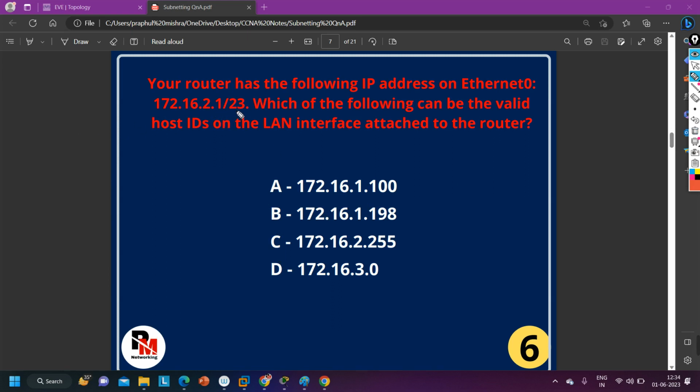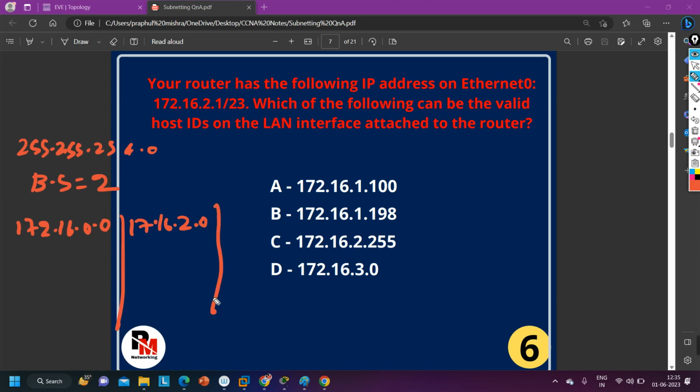There is the IP address 172.16.2.1. Why did you change the 2 and 1 to something like 0.0? See, the subnet mask will be 255.255.254.0, so the block size is 2. Now we need to find the network ID. The first network ID will be 172.16.0.0. The second network ID will be 172.16.2.0, where we add the block size.